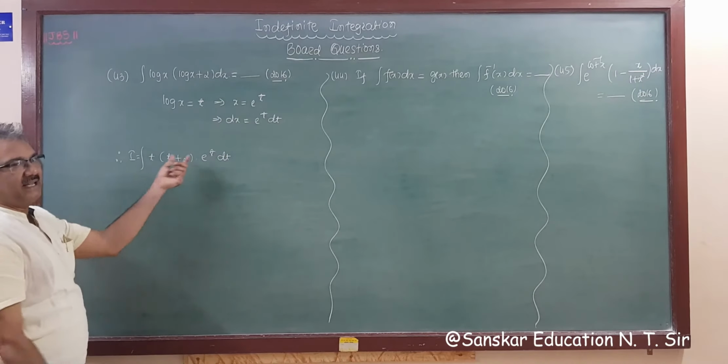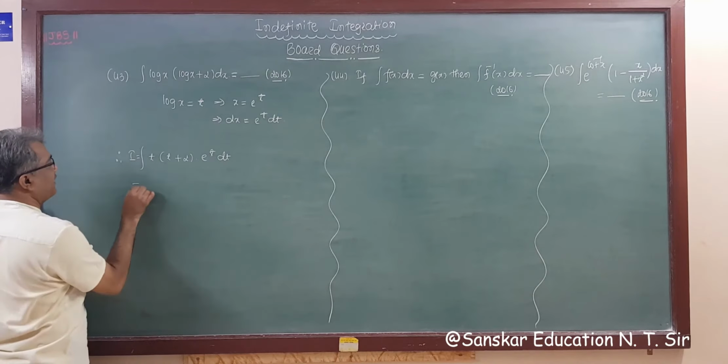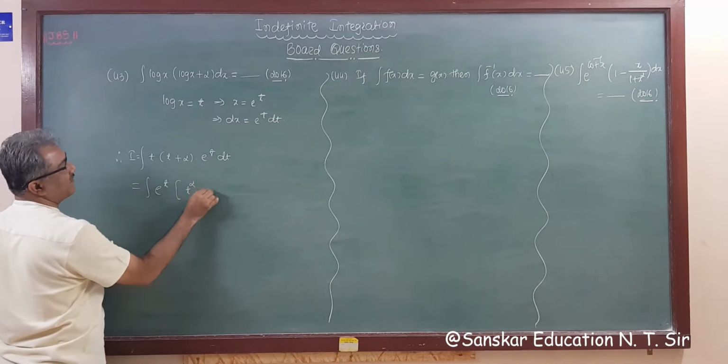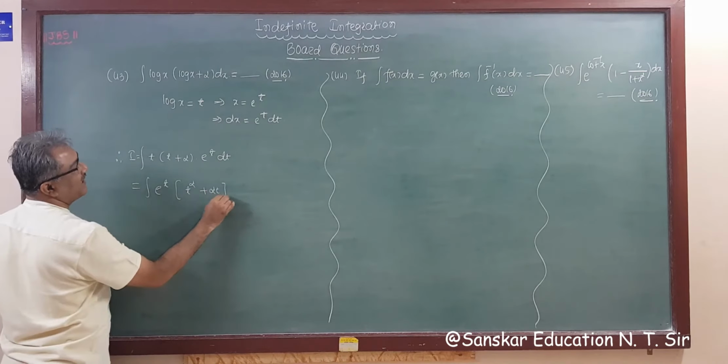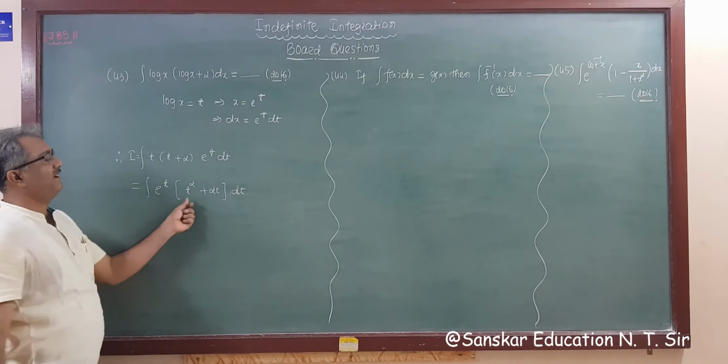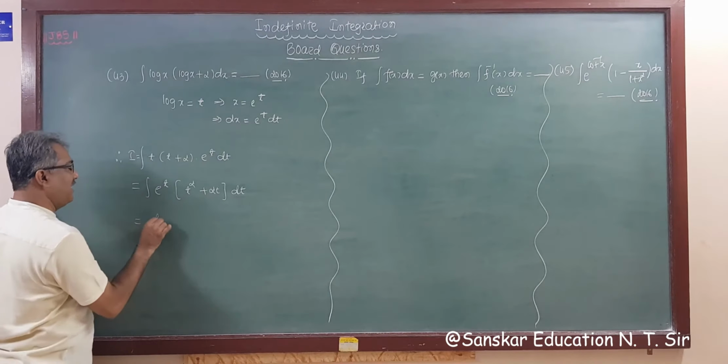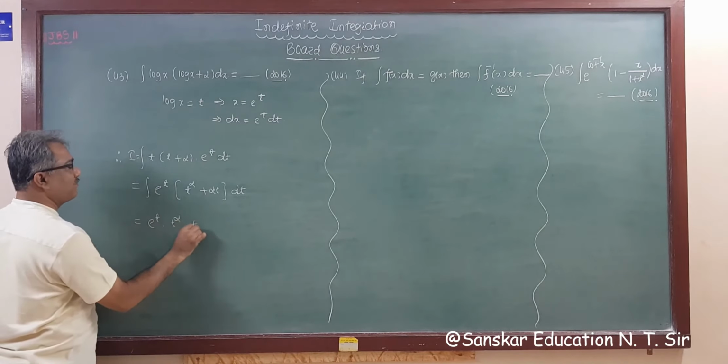So multiplying this and writing e raised to t first, what we get? This will be e raised to t, into t square plus twice t, dt. This is of the form f x plus f dash x. So the answer is e raised to t into t square plus c.